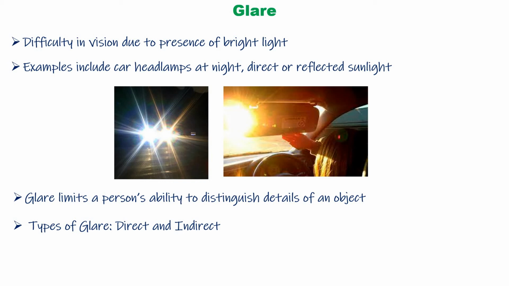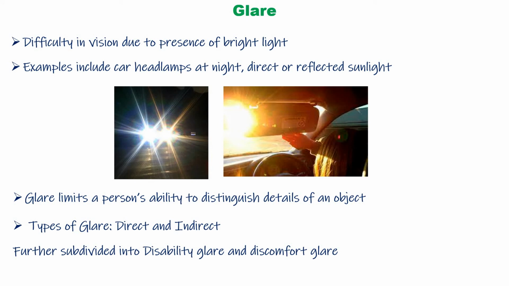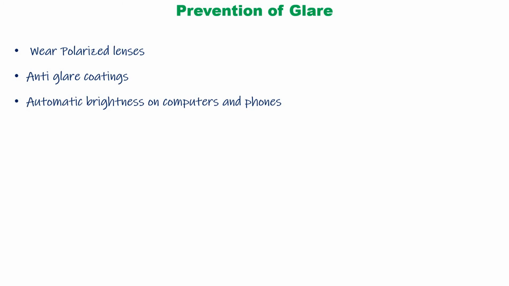And this glare is classified into two types. One is direct and indirect glare, which is further classified into disability glare and discomfort glare. This glare can be avoided by using polarized lenses or anti-glare coatings, and by having automatic brightness adjustment on our computers and phones, adjustable light levels depending upon the ambient lights, filters and diffuse lights.